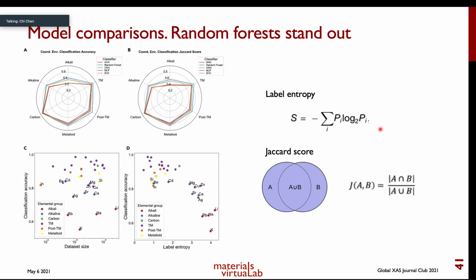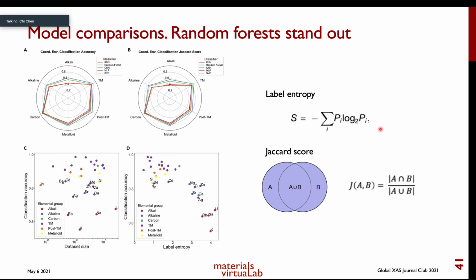Here I'm comparing our random forest model with other machine learning models, for example, K nearest neighbors, the CNN model, the multi-layer perceptron model, or the support vector machine classifier. You can see that the random forest model consistently beat all the other competitors. We also have the observation that with more diversity in the local environmental labels for an element, it's more difficult to make the prediction.